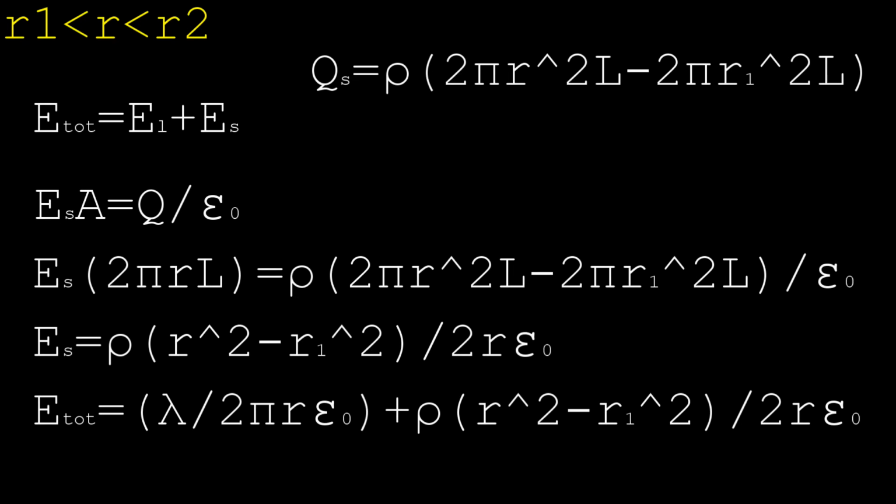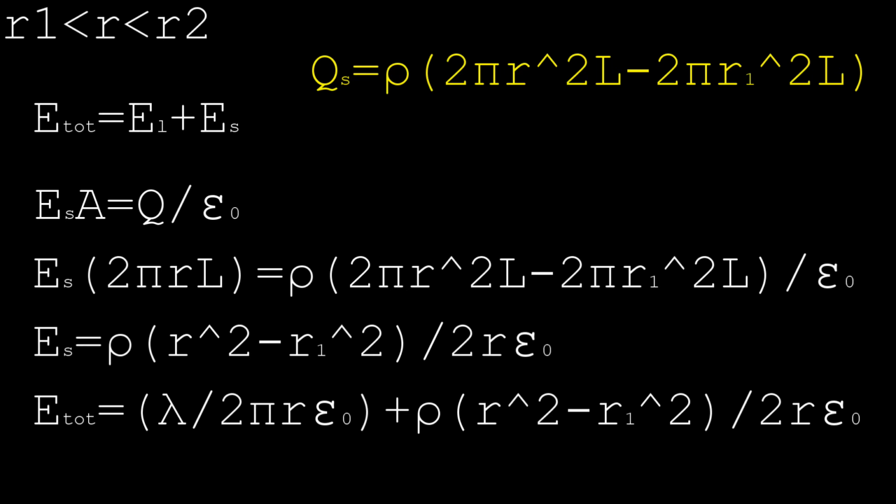Secondly, we're going to find the field when r is greater than r1 but less than r2. We know that we can add up the total electric fields to find the electric field inside an enclosed area. So in this case, we'll be adding up the electric field of the line plus the electric field of the shell, E_L plus E_S, and that will equal E total. We've already figured out E_L, so now we just need to figure out E_S.